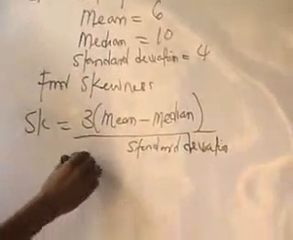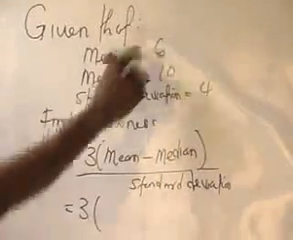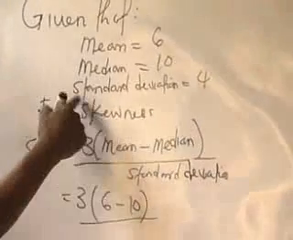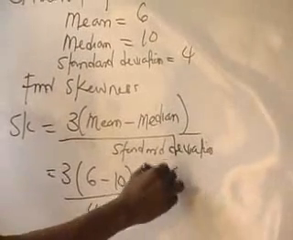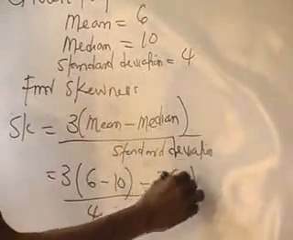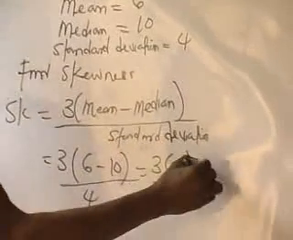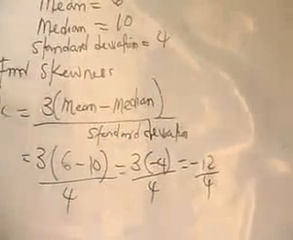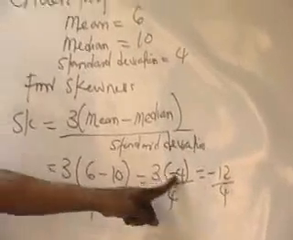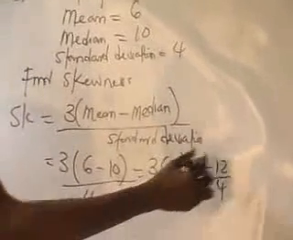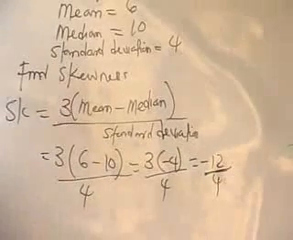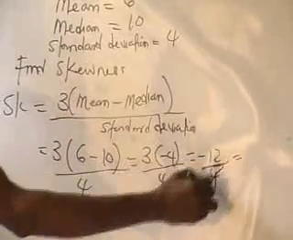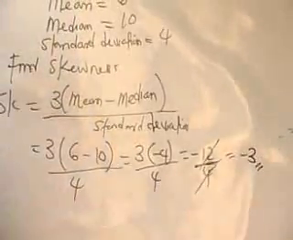So we now have 3 into bracket mean. The mean is 6 minus median, which is 10, then all over 4, which is the standard deviation. So 3 into bracket 6 minus 10, that is minus 4, divided by 4. 3 times minus 4 is minus 12, all over 4. So the answer is minus 3.